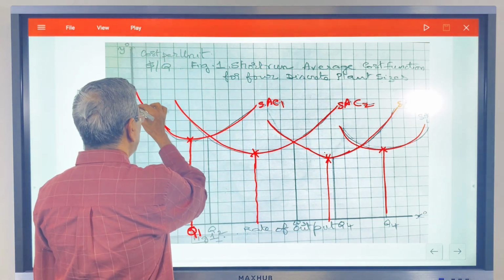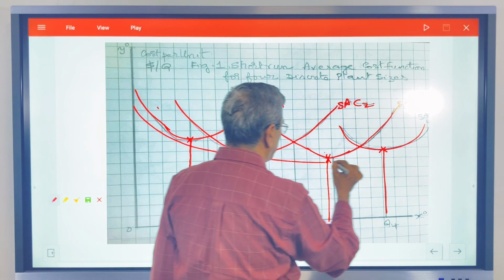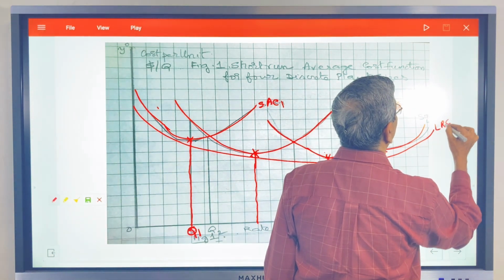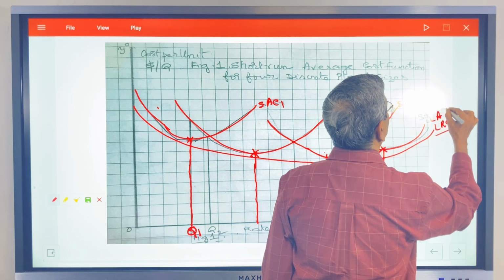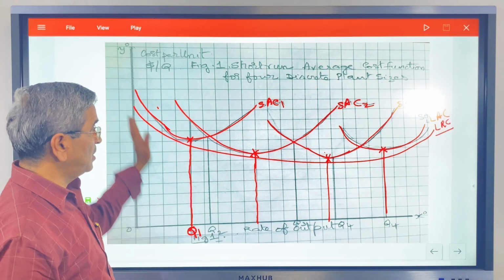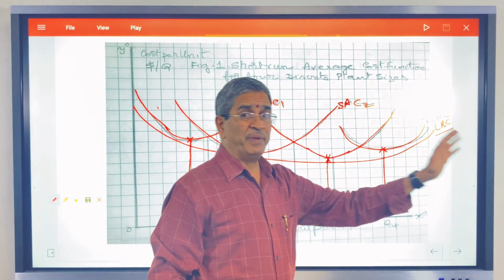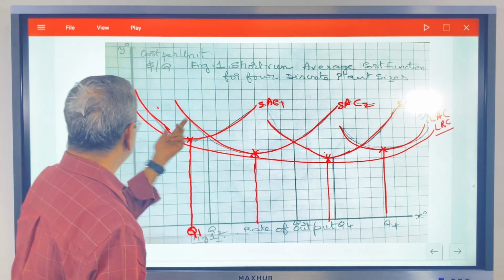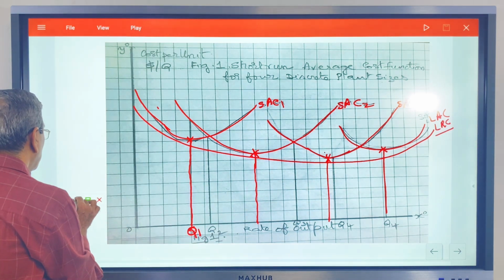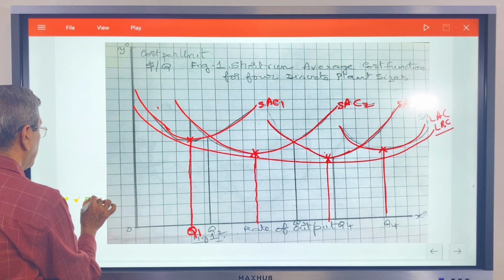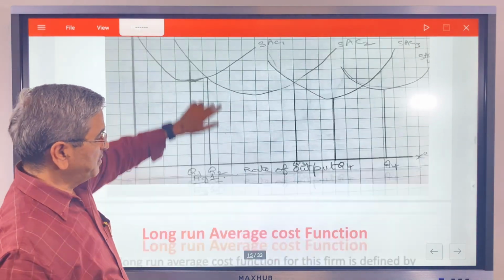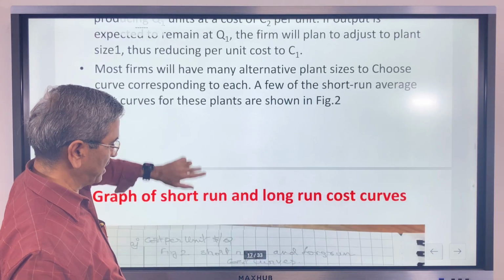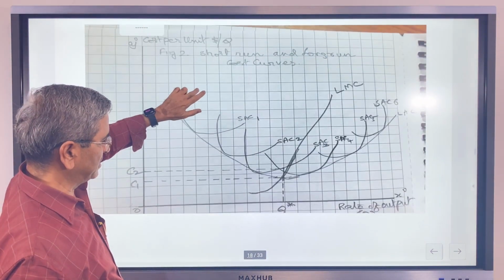So if you draw an envelope curve to this, it is called the long run cost curve or long run average cost curve, LAC. This is called the envelope curve. It will be a tangent to the minimum points of all the curves, which we will see in our next figure. Let me show you the next figure, and then I'll come to the theory part, the explanation part. In fact, I'm already covering the theory point.